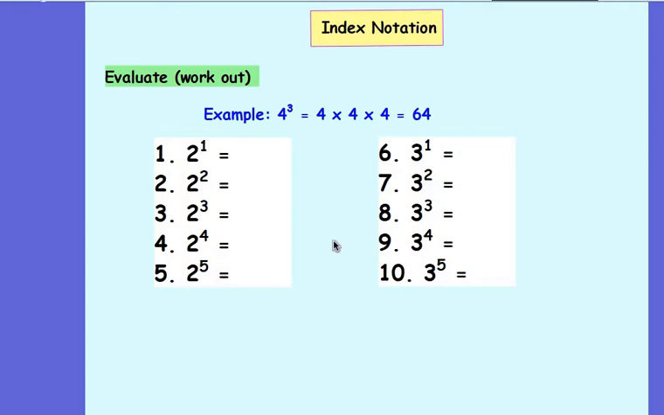Okay, Year 9, in your light blue books, can you now have a go at these 10 questions? Pause the video for 5 to 10 minutes and work these out for me. For example, if I had 4 to the power 3, that would be 4 times 4 times 4, which would give me 64. Pause the video and complete these questions now, please.